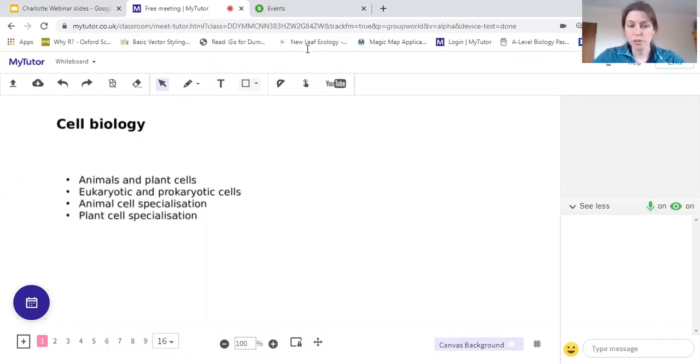So there's 4 sections to today. So there's animal and plant cells, there's eukaryotic and prokaryotic cells, animal cell specialization, and plant cell specialization. If you've been studying GCSE biology for a while, these should be fairly familiar. If you are moving on to GCSE or you're going to A-level, then you'll come across these again and you'll build on them. So well worth going over again.